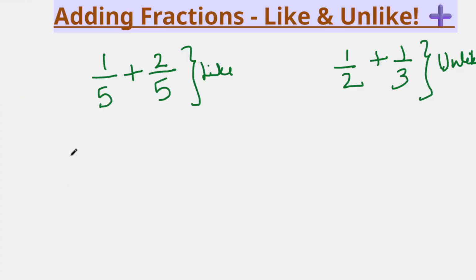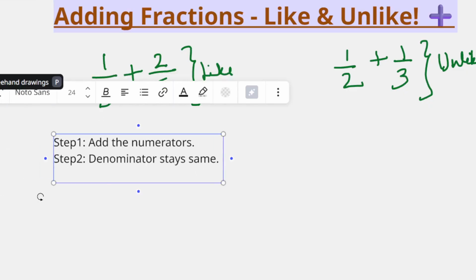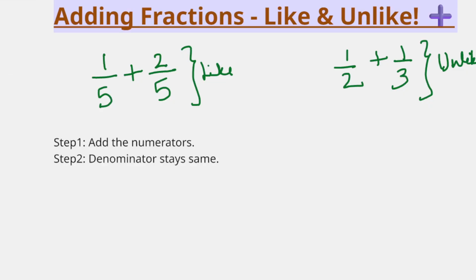So you have to follow certain steps when you are adding fractions, especially like fractions, alright? So first step says that add the numerators. Alright, we can do that. 1 plus 2, because these are the numerators here, and the denominator stays the same. So what do we get? We get 3 by 5. So 3 by 5 is the sum of 1 by 5 and 2 by 5.